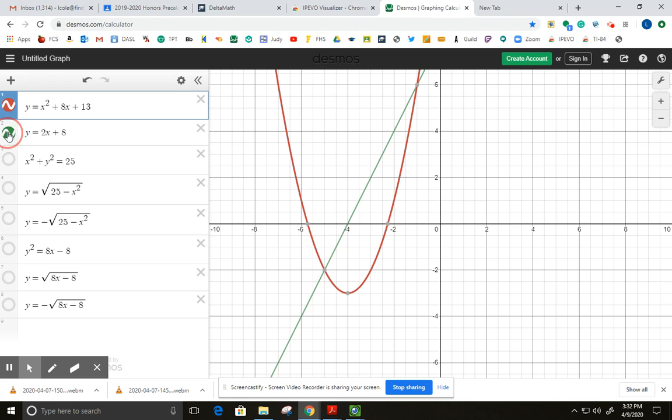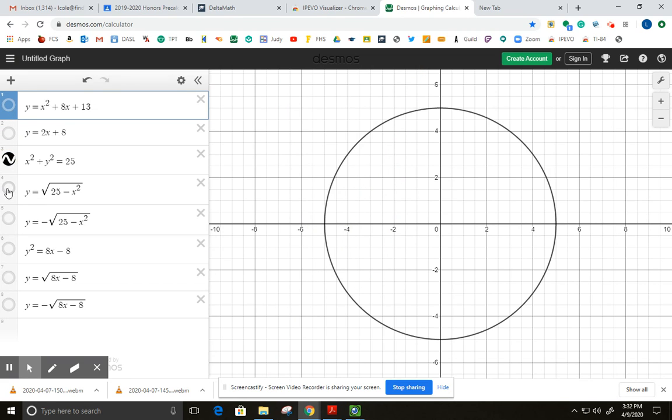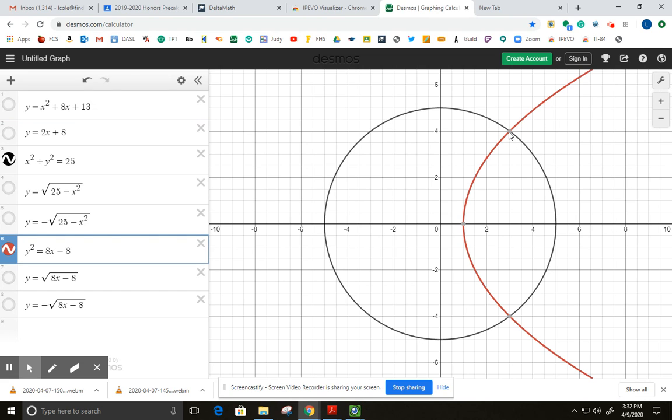And then the next one, if we enter these two, I think they gave us x squared plus y squared equals 25 and y squared equals 8x minus 8. And then we can see where these intersect. Right here at this point, 3, 4, and at 3, -4 are our points of intersection.